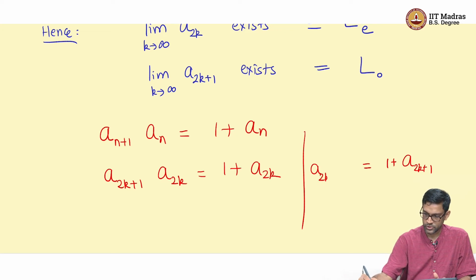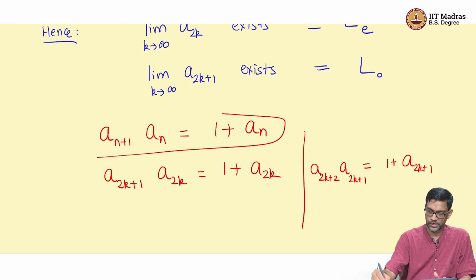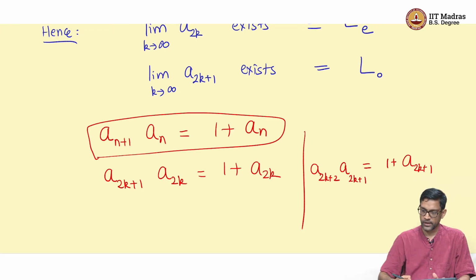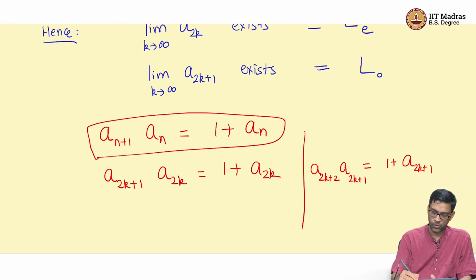This is 2k plus 2, a 2k plus 1. So I have just split this original equation into two separate cases for n odd and n even, and now the goal is to do what we did earlier. We will still do the same thing.